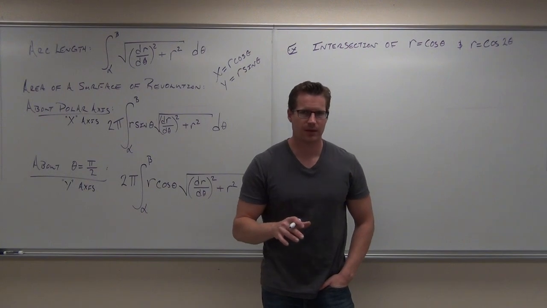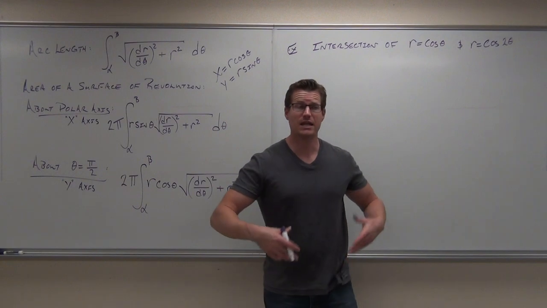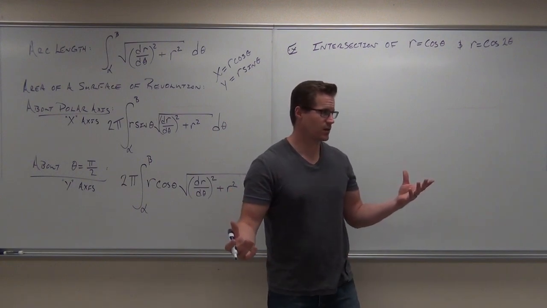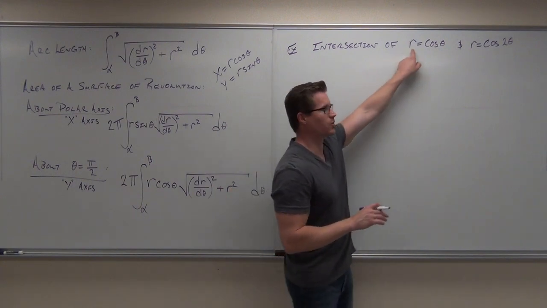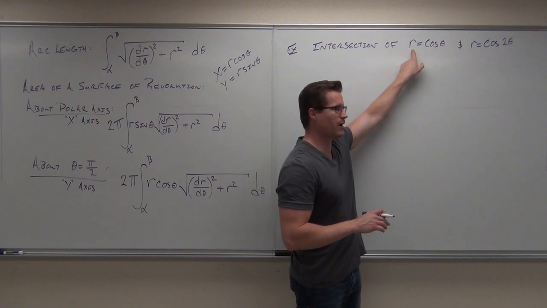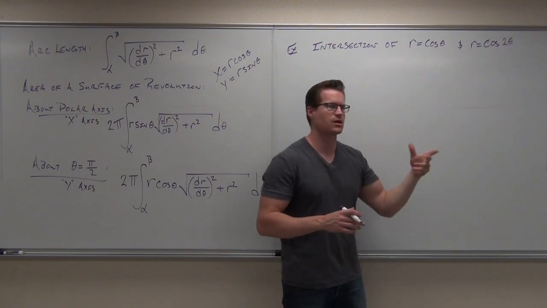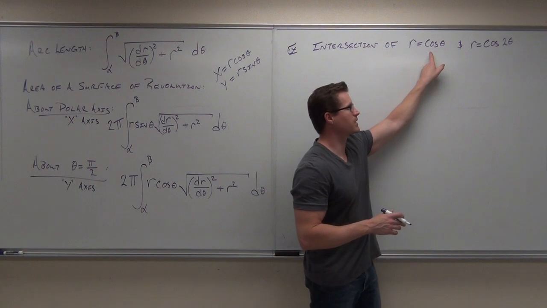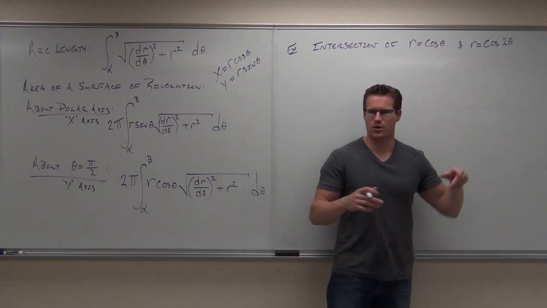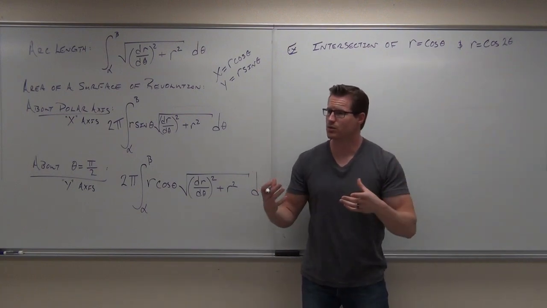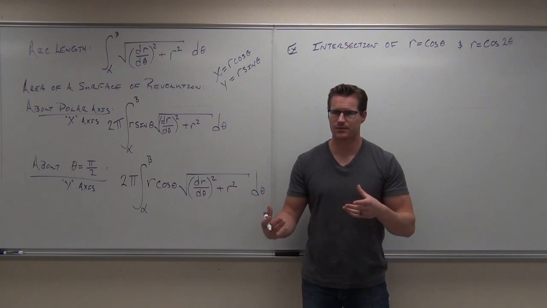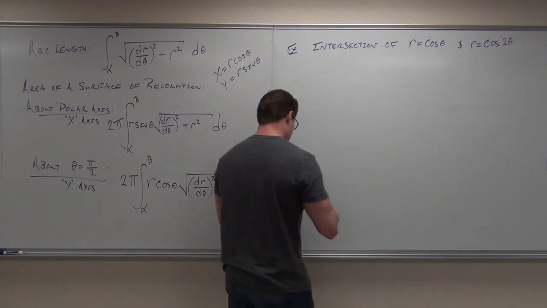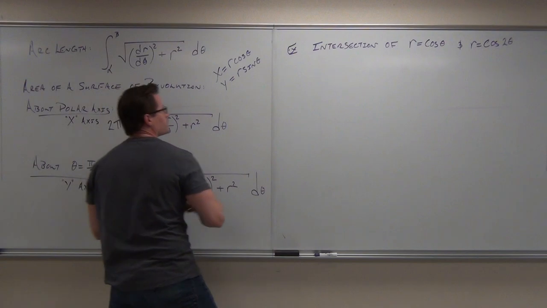Now, ladies and gentlemen, I asked you this already today. How do you find out where any two curves intersect? Provided they're solved for your dependent variable r, provided it's not like an r squared or something, just set them equal. So if r equals cosine theta and r equals cosine 2 theta, if I want to find out where they intersect, I just set them equal and I try to solve for theta. Are you listening still? Okay, so let's do that. Let's set them equal to try to find the intersection.